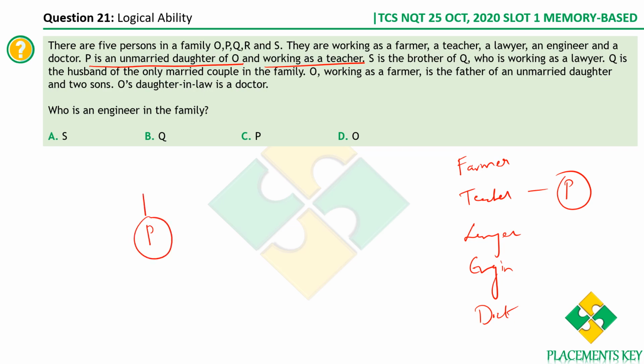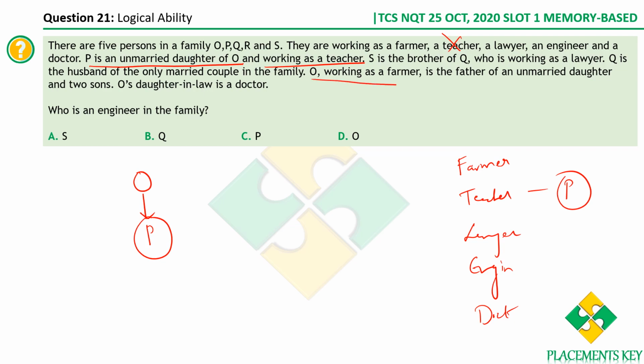Unmarried, and she's a daughter of O. And she's working as a teacher. I've already represented that here. P is a teacher. So teacher is done, right? Now S is a brother of Q who is working as a lawyer. S is a brother of Q. Let's see if there is any link. What else do we have?